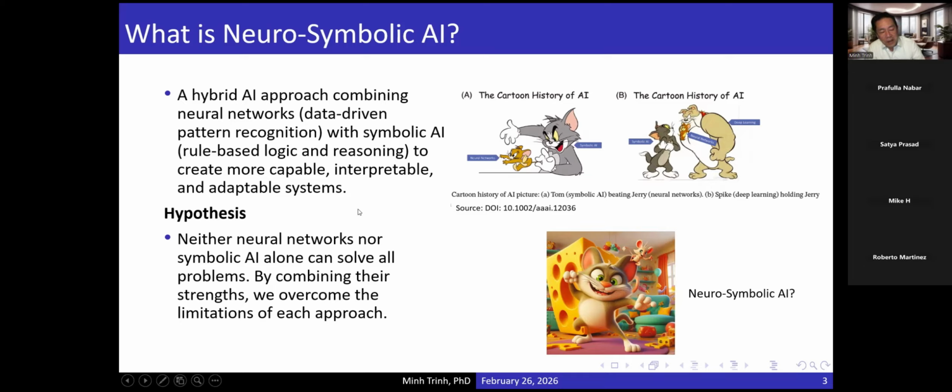The hypothesis of the neuro-symbolic approach is that neither neural networks nor symbolic AI alone can solve all the problems. So if we combine the two, we might find something better. The illustration here is supposed to be a crossover between the cat and the mouse, between Tom and Jerry. So this is neuro-symbolic AI. Okay.